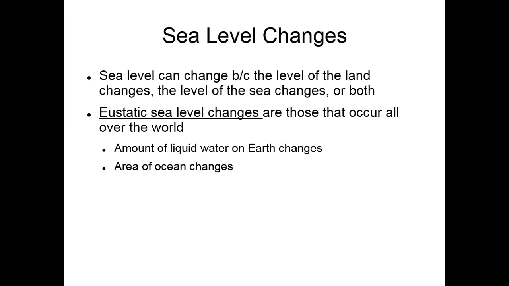you have a bowl of water, right? You can either fill the bowl of water up with more water, right? That would mean amount of liquid water increasing. Or you can have a different size bowl with the same amount of water, right? So if your bowl is bigger, then the water level is lower. If your bowl is smaller, then the water level is higher. That's what that means.